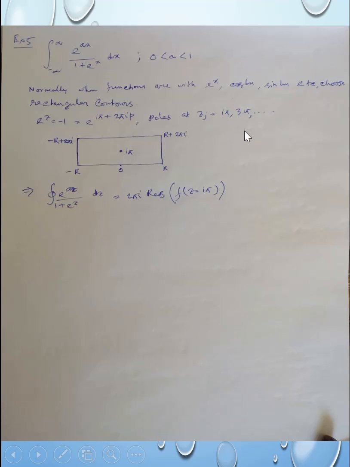Now you have to draw the contour in such a way. In the previous case we considered the contour in such a way that just one pole resides inside our contour. In the same way, here also you have to draw the contour in such a way that just one pole resides inside your contour area.